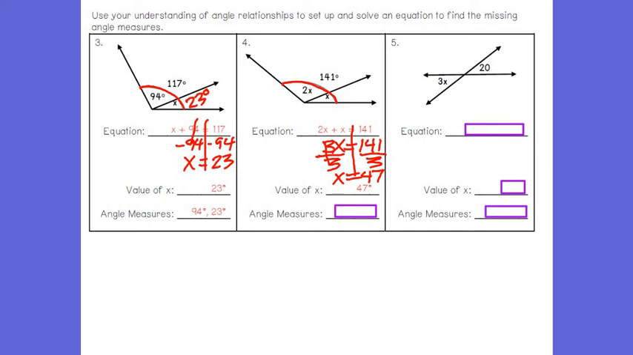This angle here says x. So what is that value? 47. This one says 2x. It's 2 sets of the x. So 2 times 47, which would be 94. So what are the 2 angle measures that give me 141? 94 and 47. What, Brady?